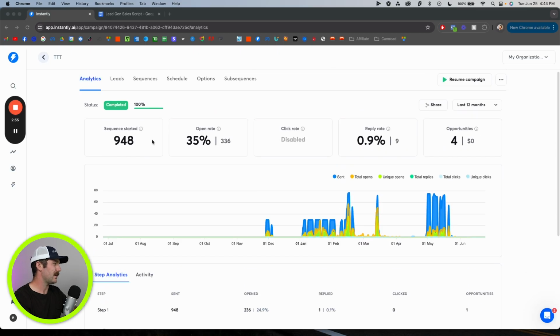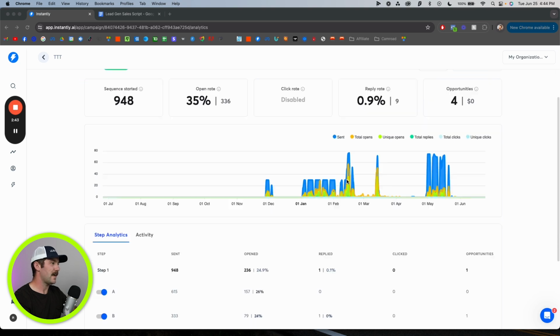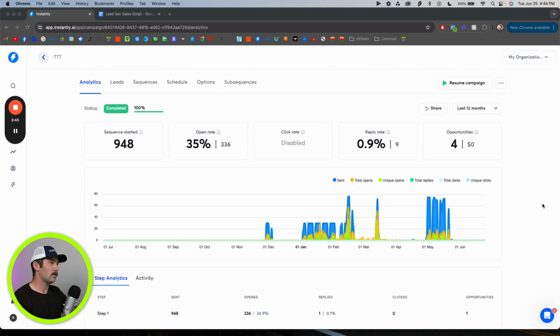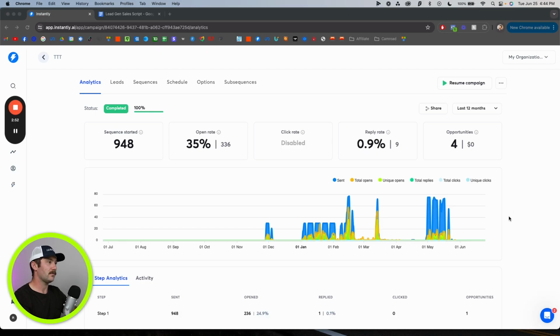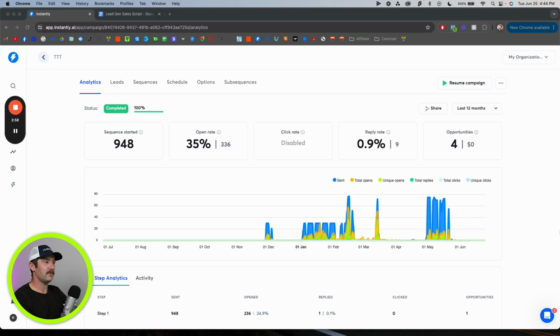So basically I've sent 948 emails here. My open rate's 35%. I've got 9 replies and 4 opportunities. So this was for tax relief, a niche that we're working in right now. Again, 1,000 emails. Let's just round it up to 10. So I've sent 1,000 emails. I got 10 replies, 4 opportunities from that. Maybe 6 of them were, screw off, whatever. I don't care. I closed all 4 of these opportunities.